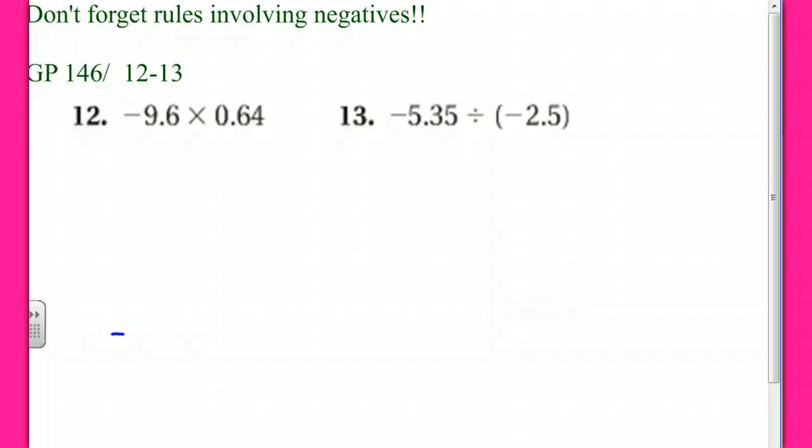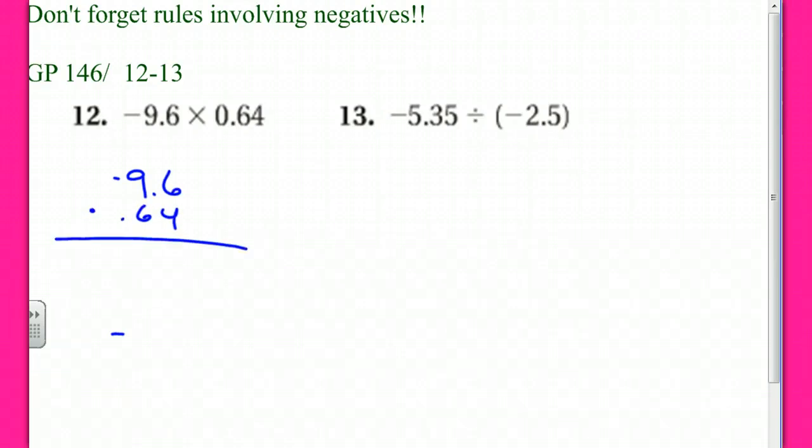So we can now put negative 9.6 over 0.64. You could also write it the other way. Doesn't matter, right? And 6 times 4? 24. And 9 times 4 plus 2? 38. Good job. And 6 times 6? 36. And 9 times 6 plus 3 is 57.